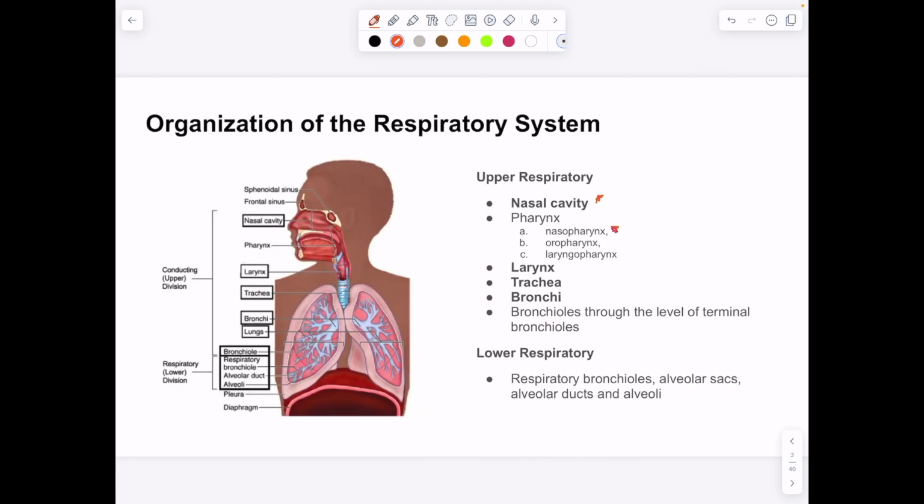We're going to look at the nasopharynx, at the back of the nasal cavity, the upper part of the pharynx, the larynx, trachea, bronchi, bronchioles, and this is all the upper conducting part of the respiratory system designed to get air into the respiratory part, which is going to be our respiratory bronchioles, the alveoli, and the alveolar ducts. So, let's get to it, starting with our nasal cavity.